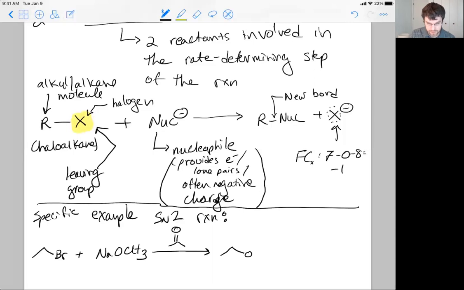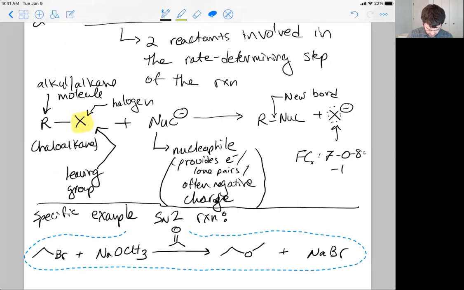And then to the right of the arrow, to the product side of the arrow, we form this molecule plus NaBr. Now, what I think I need to do is go onto another page of notes. So hopefully you don't have to turn the page, but I'm going to be referring to this. So I think it makes sense to copy this.